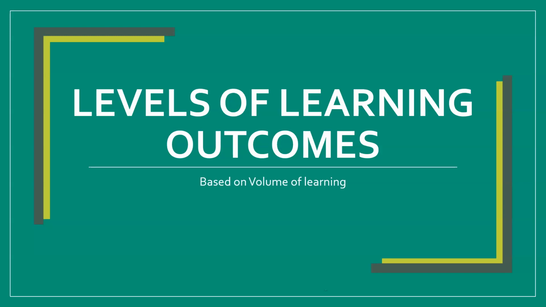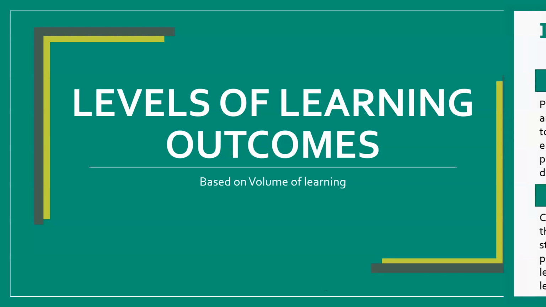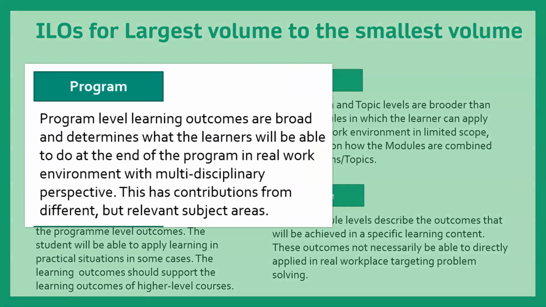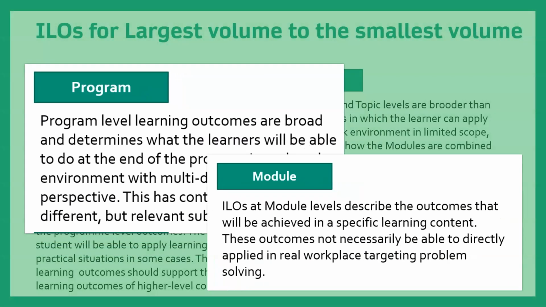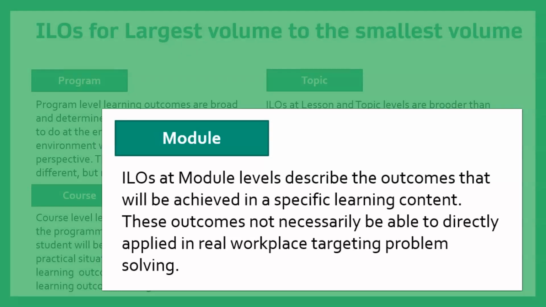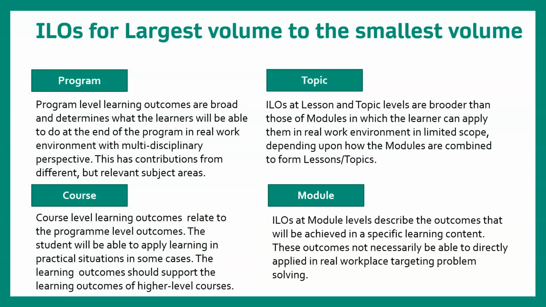The formulation of learning outcomes should vary depending on the amount of learning involved. Let us see the differences. The scope of employability of learning outcomes is highest at the program level, but at the module level it is narrow, being limited to a very specific piece of subject content. The learners are not expected to tackle real problems of a multidisciplinary setup after completing a module. But there may be exceptions to this.